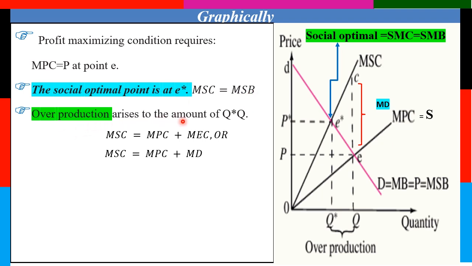Overproduction arises by the amount of Q star Q. There is the externality, there is the overproduction happening in the economy or in the market. This overproduction is the distance between Q and Q star. This one. This is the overproduction area.